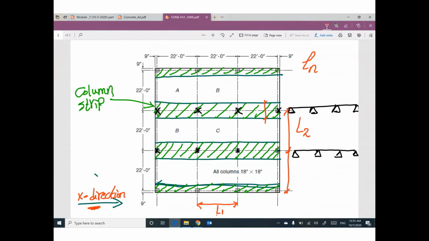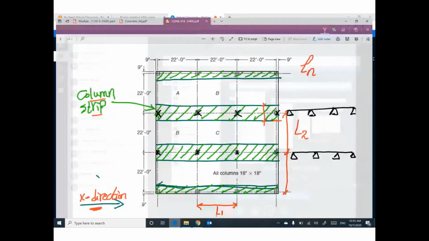Why am I stopping here? Why not here? Not here. So what is the width? What is the width of this strip? You are talking about column strip. That's right. What is the width of this strip?